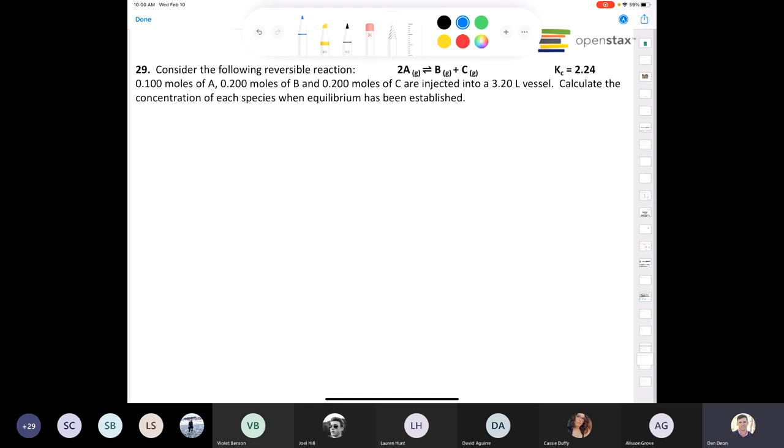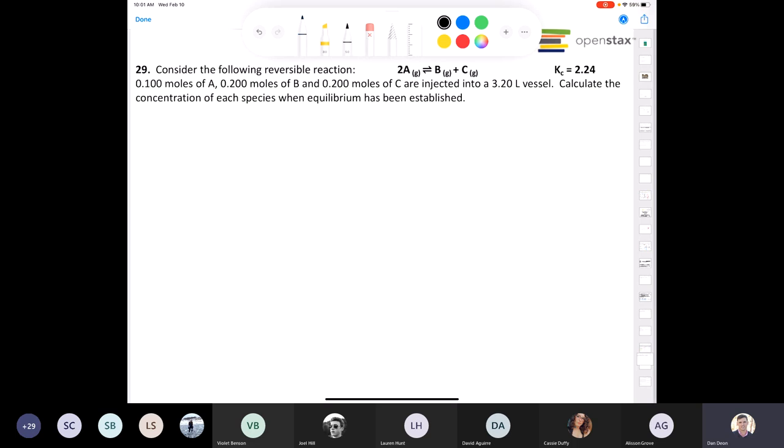All right, well, let's give it a shot here. Number 29. We didn't do this one, so let's give it the old college try. It says, consider the following reversible reaction. 2A in the gaseous phase produces B and C. Both of those are gases. It says you put 0.1 moles of A, 0.2 moles of B, and 0.2 moles of C in a 3.20 liter vessel. Calculate the concentration of each of these when equilibrium has been established. This isn't that bad of a problem, really.